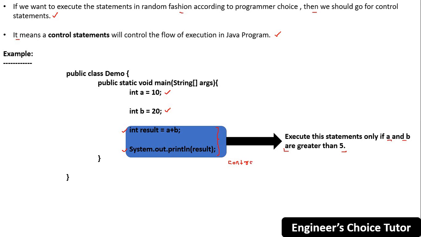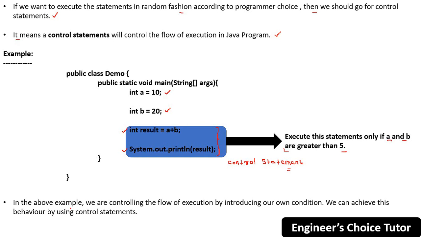Understand? Here what I am doing, I am trying to control the flow of execution. The normal flow was what? Sequential order. So in the above example, we are controlling the flow of execution by introducing our own condition. We can achieve this behavior by using control statements. I hope this much is pretty much clear to you. Still if you have any doubt, you can ask in the chat box.